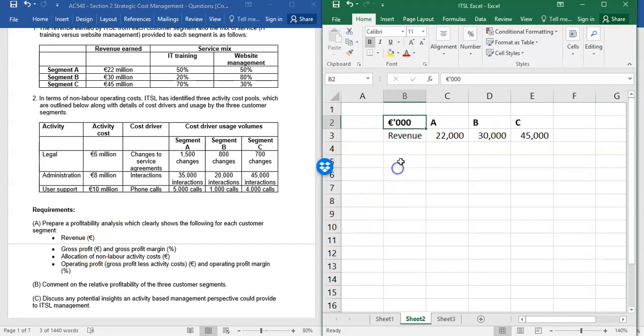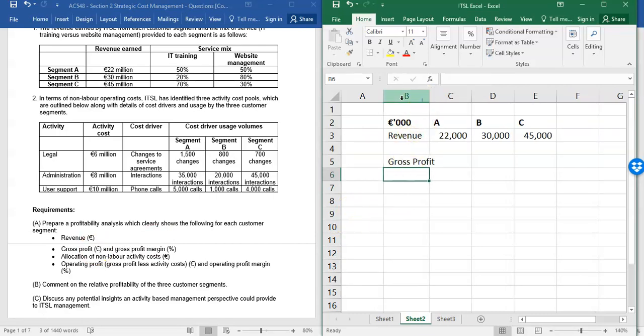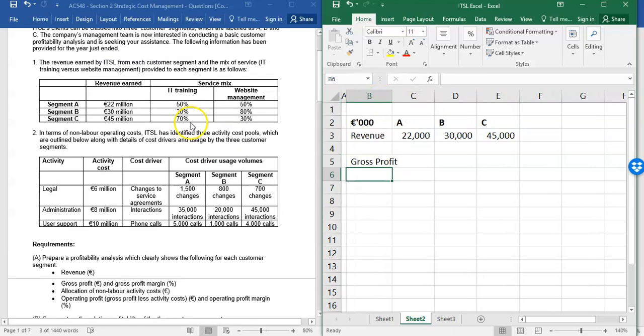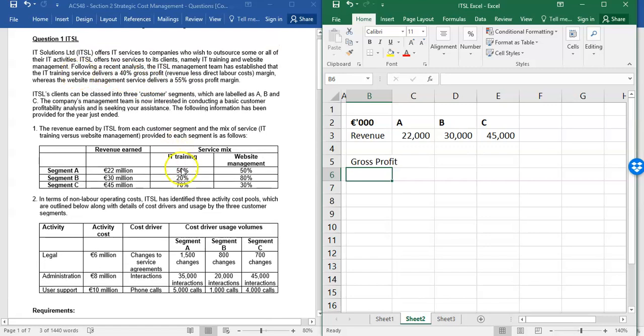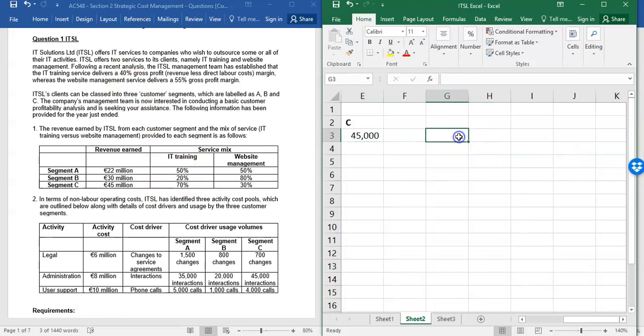You're also then asked for your gross profit. Now this is where usually we need to know direct costs before we get our profit per segment. What they tell us here is they give you the gross profit margin for IT training and the gross profit margin for web management. So if we know that, we can split the revenue and then get the gross margin on each piece. So there's actually a little step to go before this. So you might come here to note 1 and we'll go for each division.